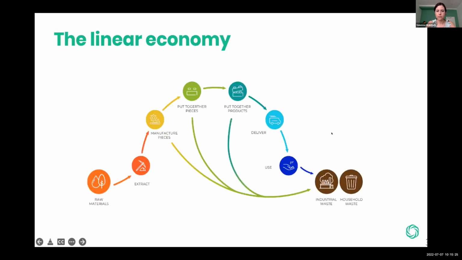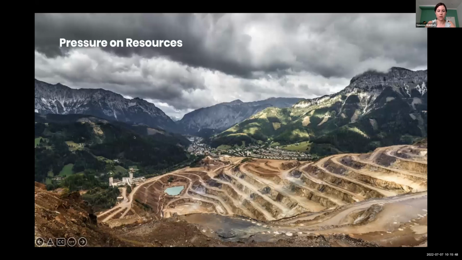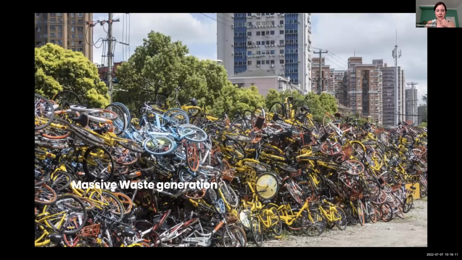So what does this linear development model actually mean? It means that our operations are based on extracting raw materials and manufacturing products that we put together, use, and then put into waste. The problem with that is on two sides. On one side, the extraction of resources puts a lot of pressure on the environment and on the resilience of economies, like we see right now. We are dependent on resources that are far away.